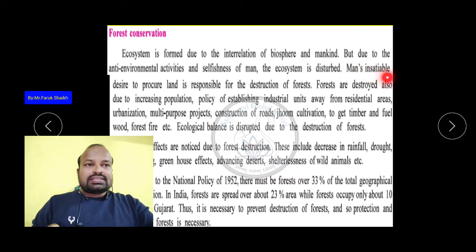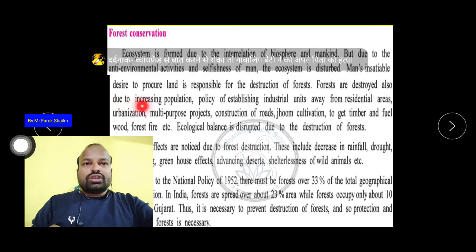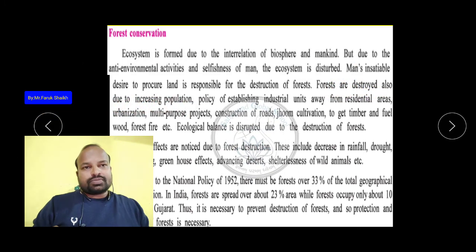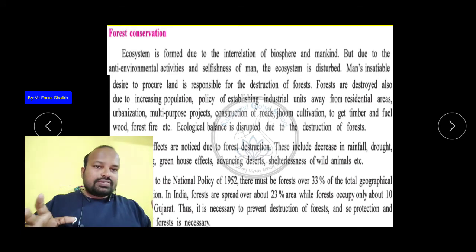Man's insatiable desire to procure land is responsible for the destruction of forest. Forests are destroyed also due to increasing population. Okay, man's insatiable desire to procure land is responsible for the destruction of forest. यानी कि इंसान को ज़्यादा से ज़्यादा ज़मीन चाहिए. Now where is the land where humans are not living, or the non-agricultural land? That is only in the forest.